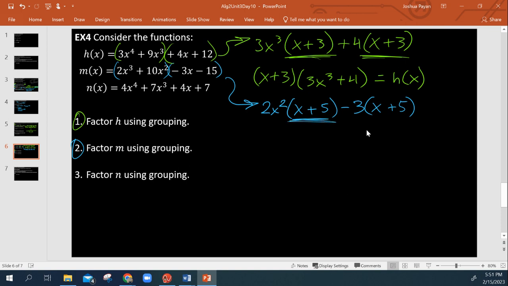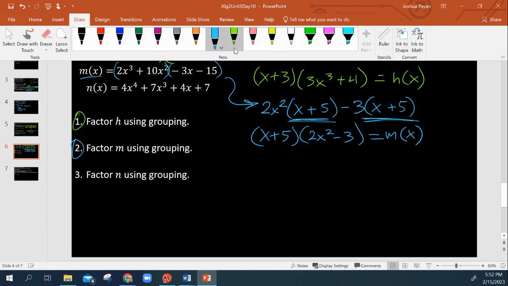Okay, and then we see we've got matching factors here and here again. I can factor those out. X plus 5, leaving me with 2x squared minus 3, right, is equal to m of x also. Okay, and I can easily calculate my x-intercepts here. They would be 3 over 2 would be a double root, and then the other one would be negative 5. We'll talk about double roots and things later.